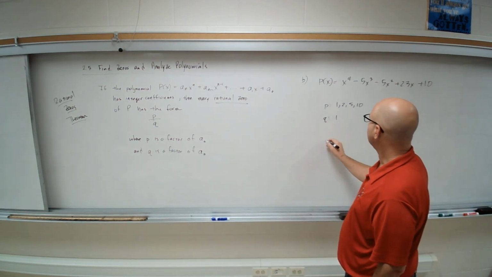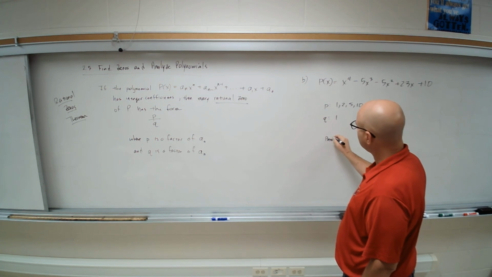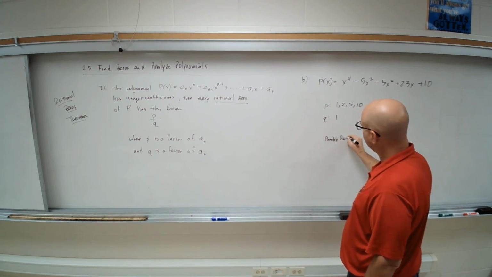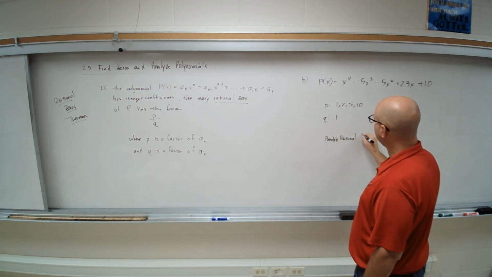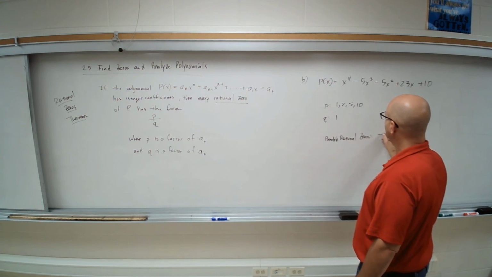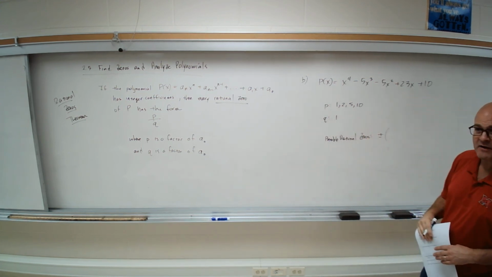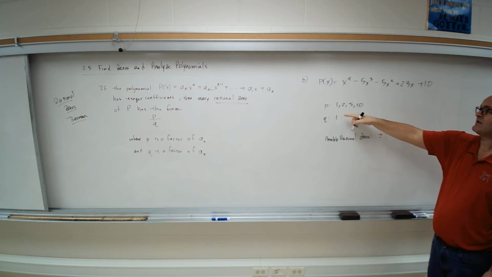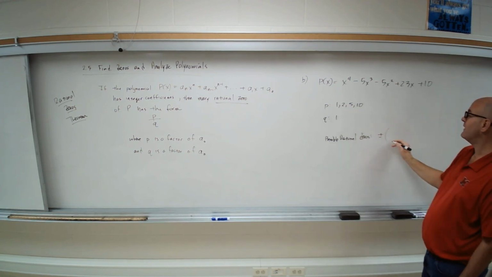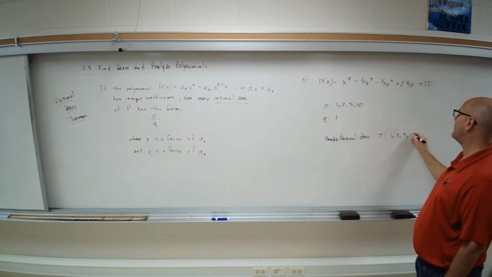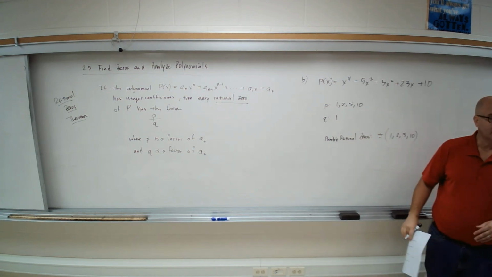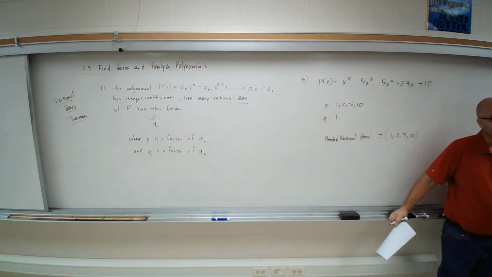So with this, our possible rational zeros, plus or minus, right? It could be positive or negative. We just take all the p's over 1, so 1, 2, 5, and 10. Right, so again, there's 8 possibilities.